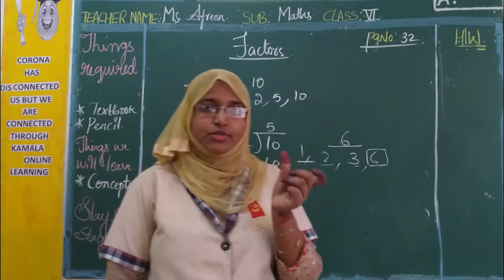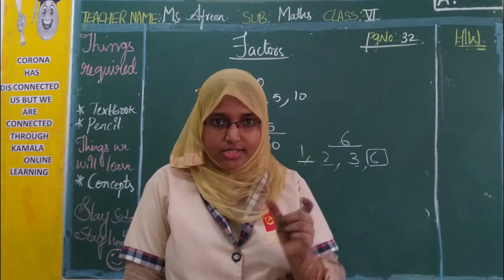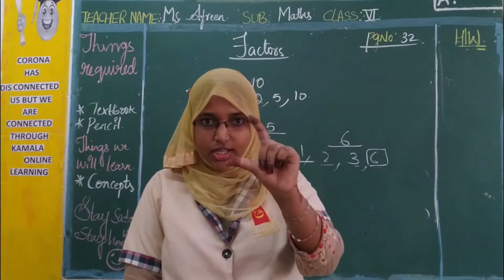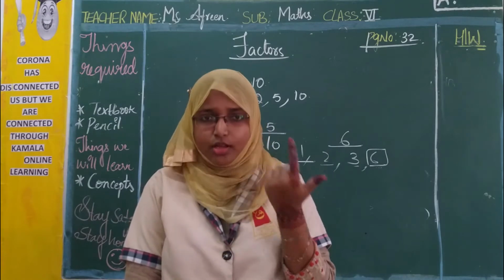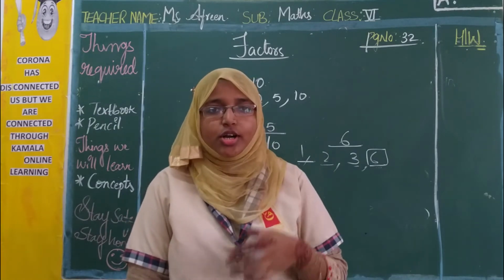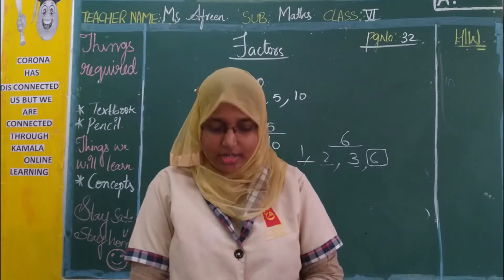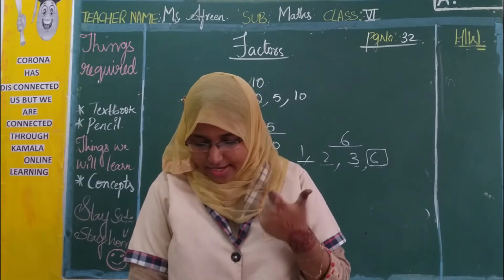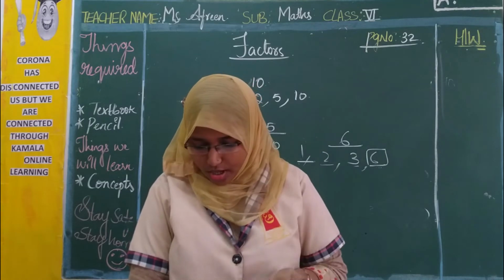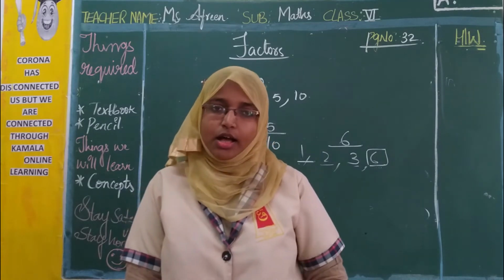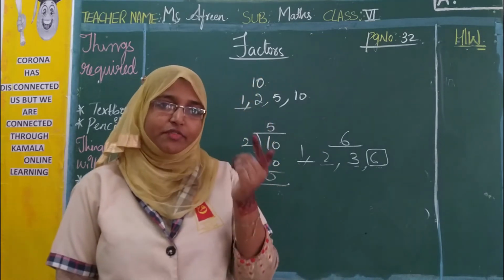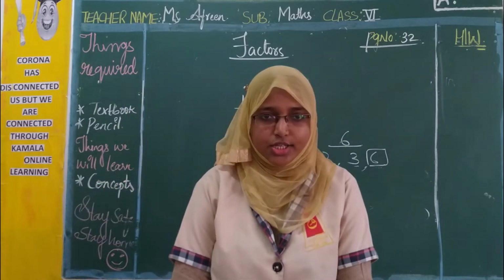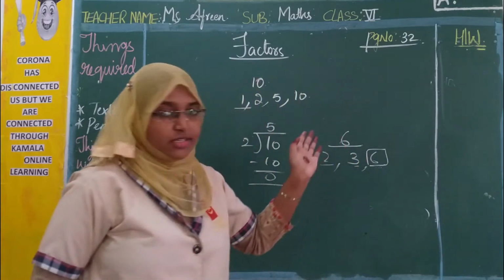Once you open your classwork, write your definition of factors. First write the definition of a factor. Then these 4 points we have discussed now: every number is a factor of itself, every factor is less than or equal to the number, and the number of factors of a given number is countable. These 4 points along with the definition should be noted down in your classwork. I hope it is very clear what factors are.